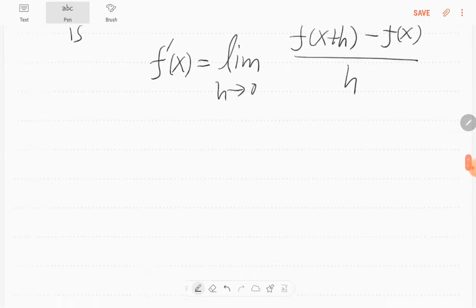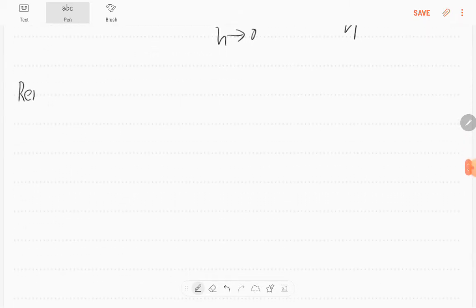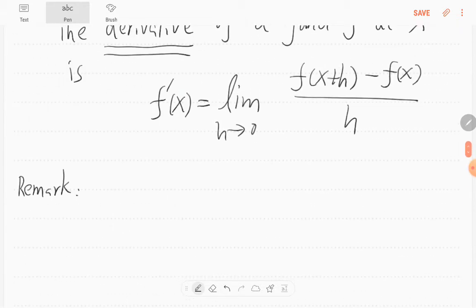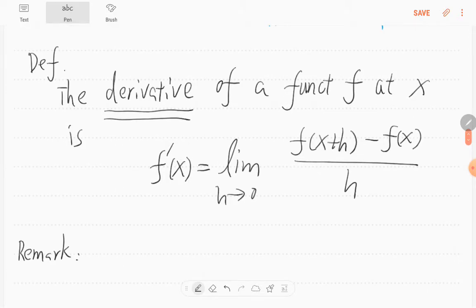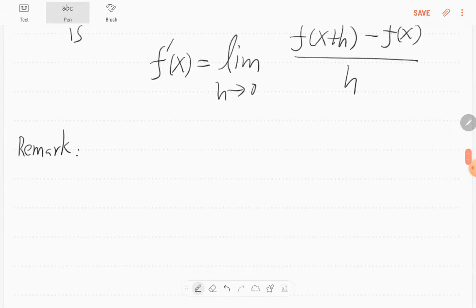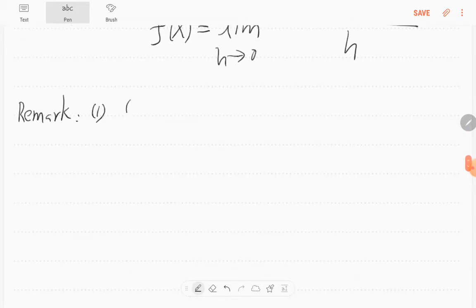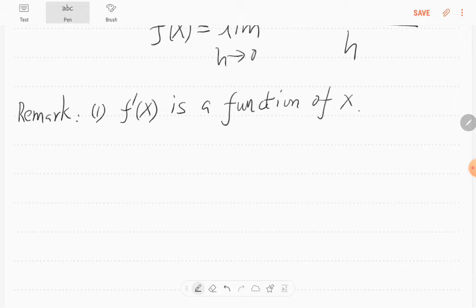So now let's look at some remarks for this definition. 1. You see that if we input different values of x, then this limit will give you different values, right? For different x, you have different values. So f prime of x is a function of x.